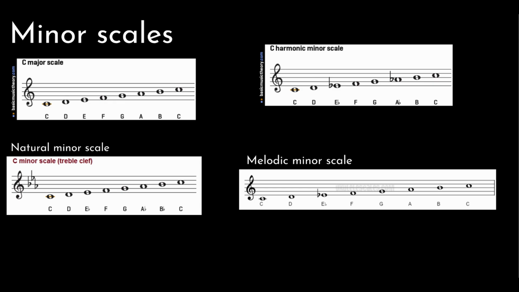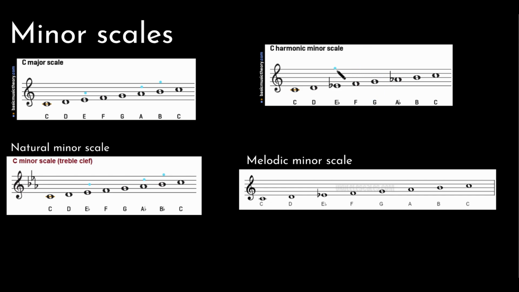Now let's move on to minor scales. For this example, we'll be using C major as a way of understanding minor scales. There are 3 types of minor scales: natural, harmonic, and melodic. And as you can see in the natural minor scale, there is a lowered 3rd, 6th, and 7th compared to the major's non-lowered 3rd, 6th, and 7th.